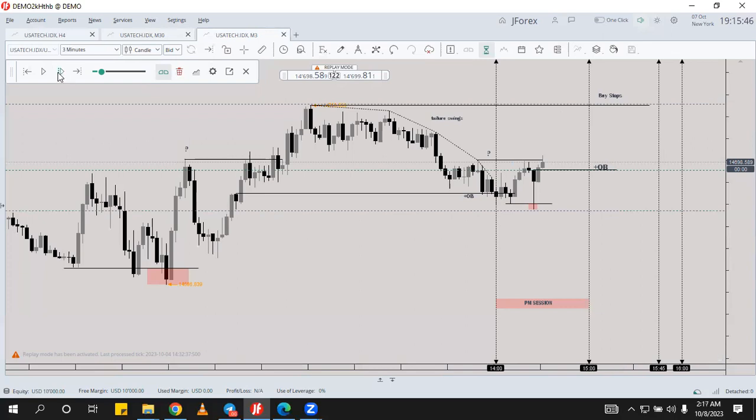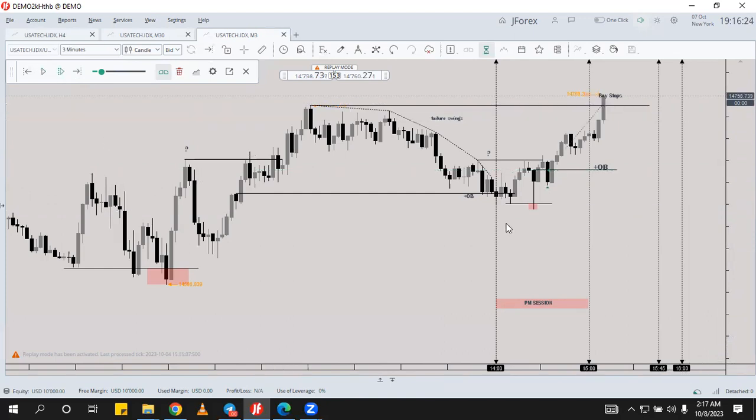Yeah, so let me play. So now you can see price enter that order block. We're now in the trade. It then started pushing towards the buy stops within the PM session. You can notice all this is happening within the PM session between 2 p.m. to 3 p.m. New York time. Take note of that. And as I said, by 3:45, you should be out of your positions because the session will close at 4 p.m. So as you can see, price hit our objective.